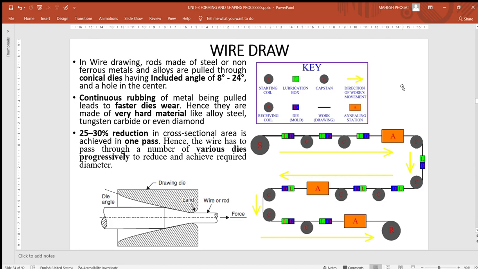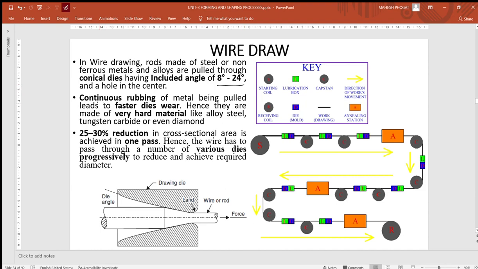Next is wire drawing. Wire drawing is basically a generation of wire. We have already seen that nearly 4 to 12 passes, or even more, may be required, whereas bar drawing is done in a single draft. So wire drawing is a continuous process, and conical dies are used, which may be available with an angle of 8 to 24 degrees.